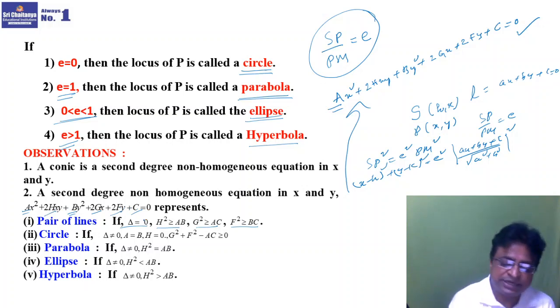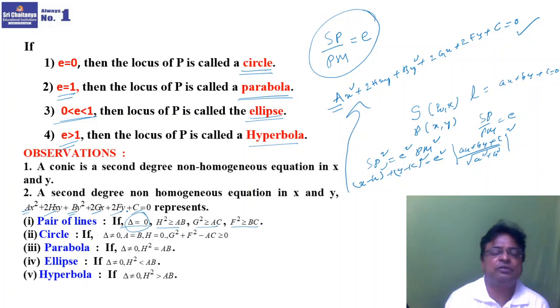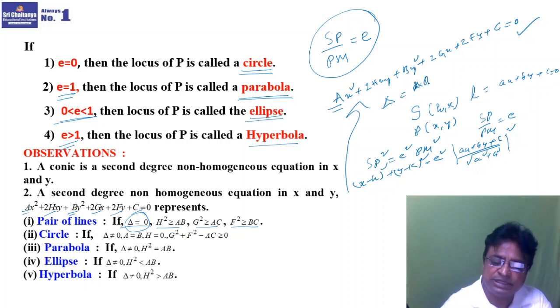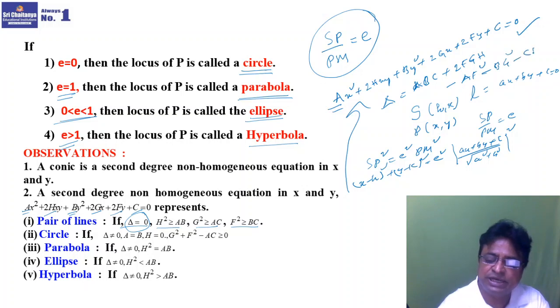Here delta is called the discriminant, and the value of delta is abc plus 2fgh minus af square minus bg square minus ch square. This is the value of delta. This you have studied in the pair of straight lines chapter as well as in the circles chapter.